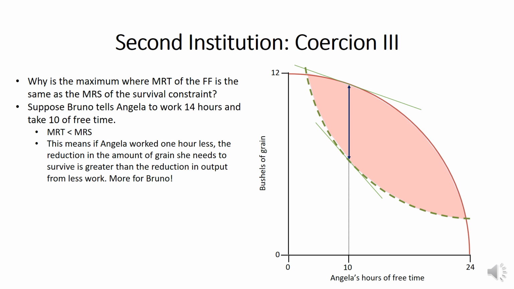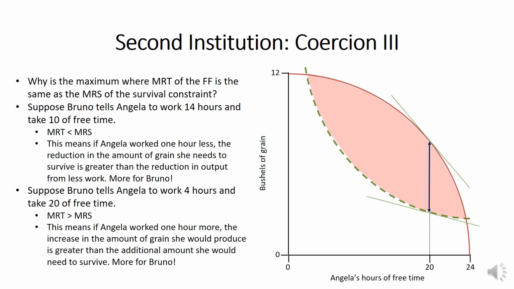And this means that if Angela were to reduce her working time, the fall in output, which is what would be indicated by the MRT, is less than the decrease in the amount of food that she would no longer need to be able to survive, represented by the MRS. So that means that by working a little bit less, there'd actually be more possibility for Bruno to extract grain from Angela.